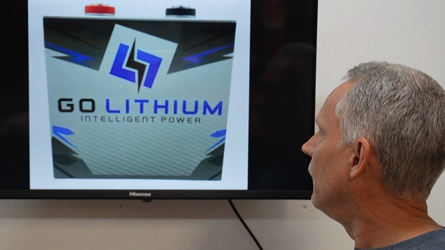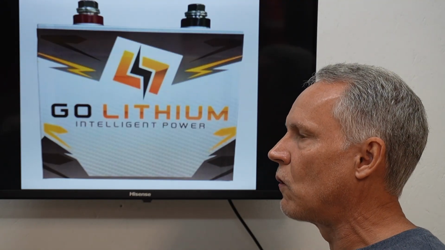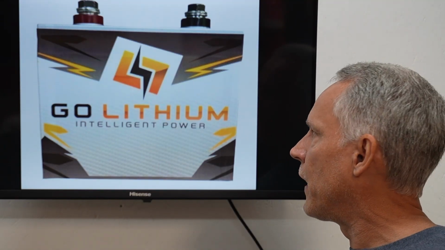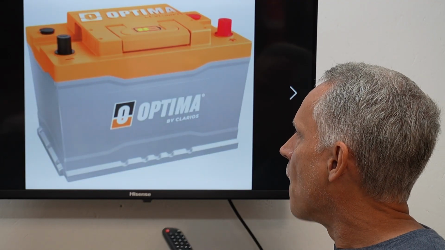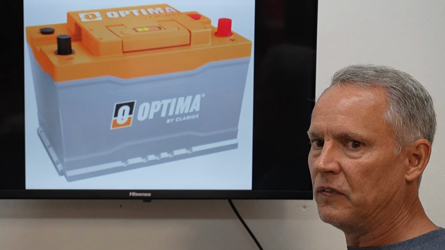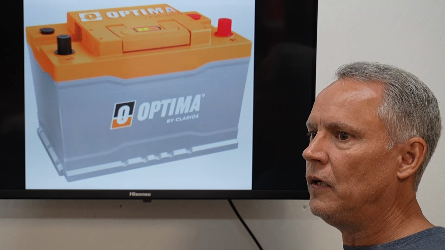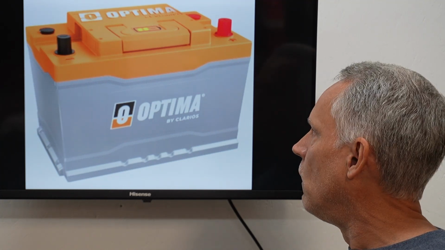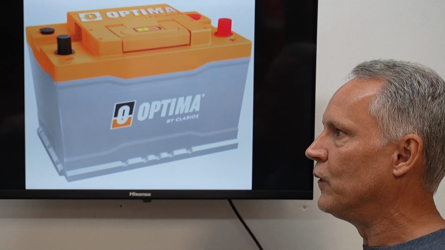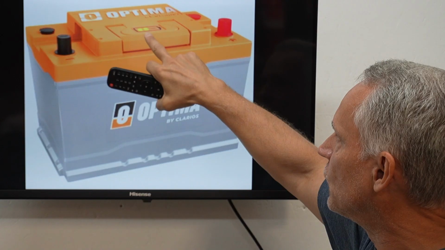Go Lithium, I don't remember if they have internal battery management systems. They are race car inspired or designed batteries. I don't remember if they have internal battery management systems or not. The Optima, this is the one Optima available. It's not a powersport battery. This battery is actually designed for dual purpose: starting, lighting, ignition, and deep cycle. It's the only one really that I think has the capacity to be a drop-in type battery. It does have an internal battery management system. Up on top you see there's even a charge indicator right here.